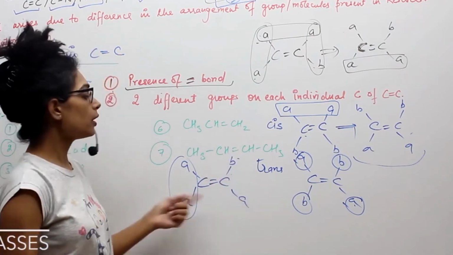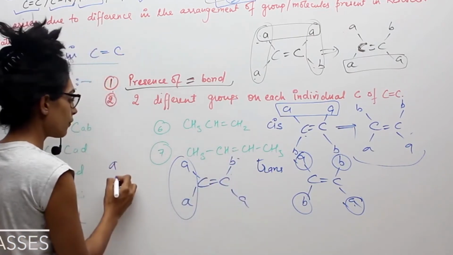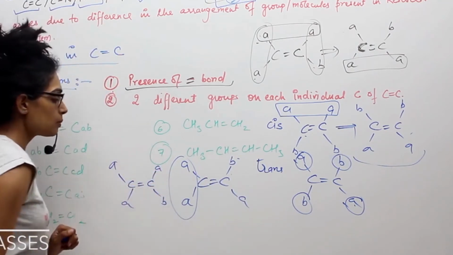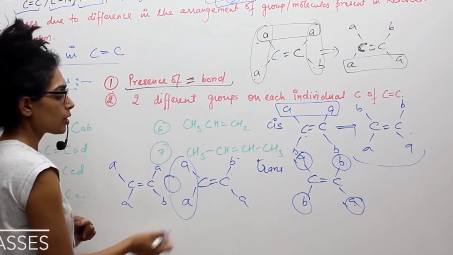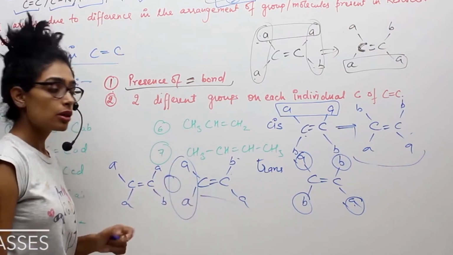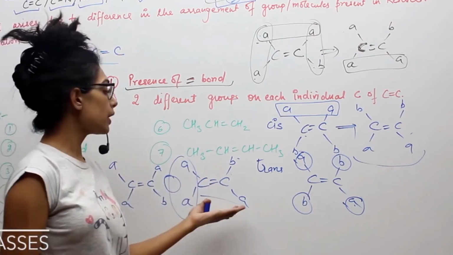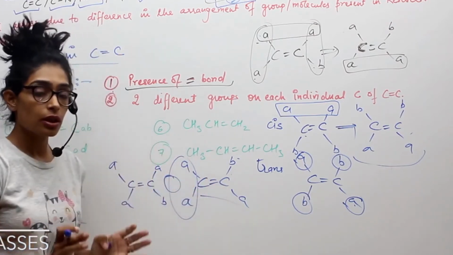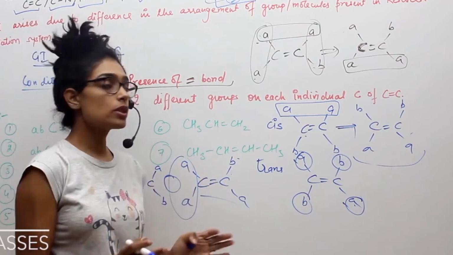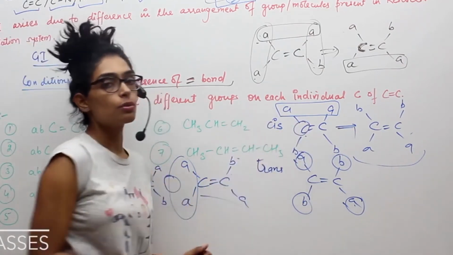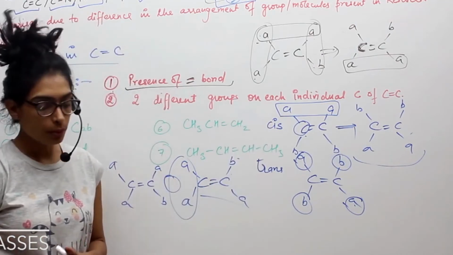You just rotate the molecule and it will become this. There is no difference between this molecule and this molecule. You just do a complete rotation and it will become this. So in such kind of setups, there is no geometrical isomerism because you rotate the molecule and get the same molecule. GI is only possible in those systems where the individual carbon containing the double bond has two different groups attached to it. I hope you have understood.